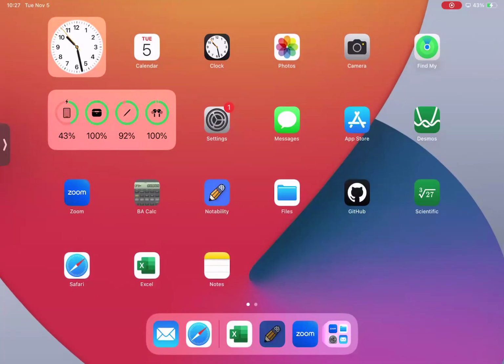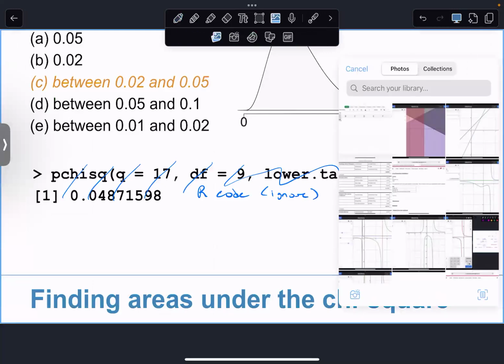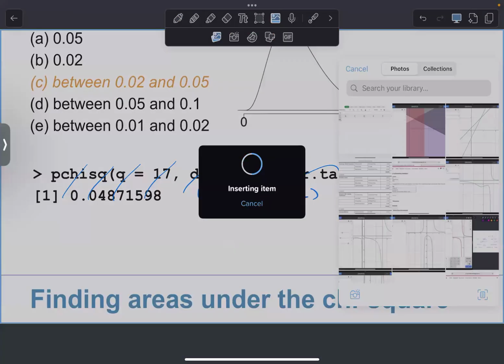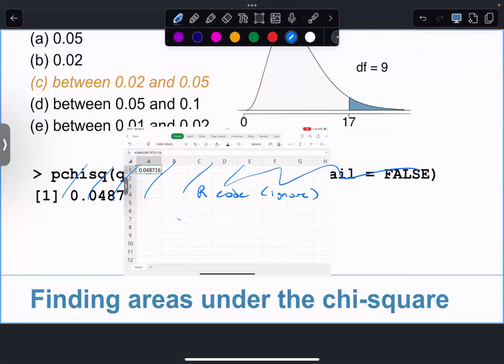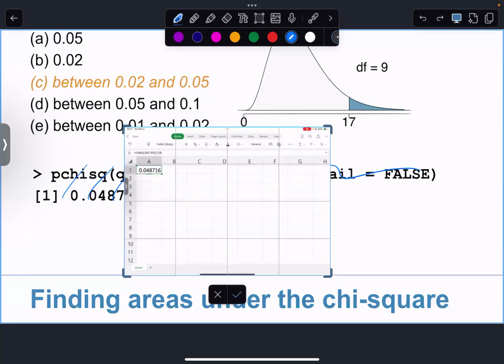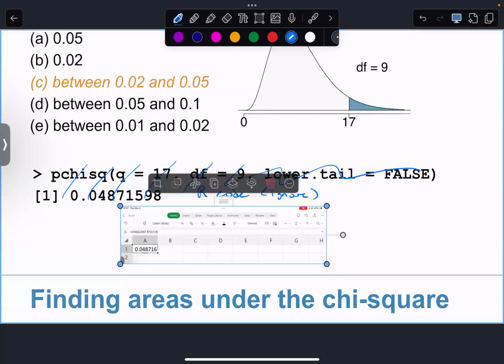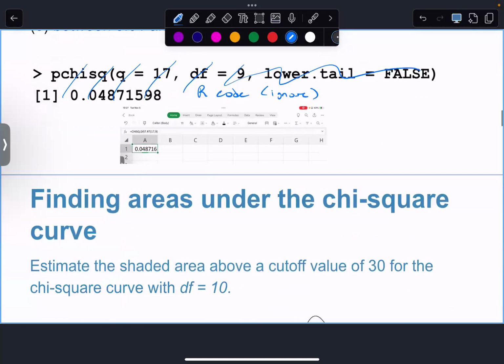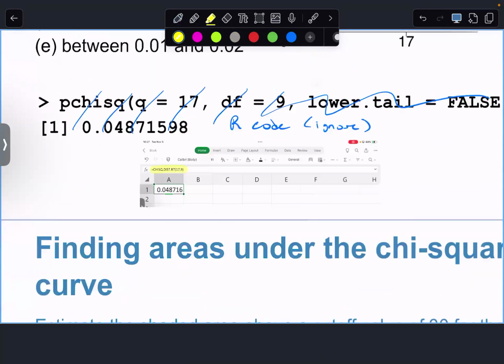Save. Although I keep forgetting that I don't need to save it, I can just copy it. But old habits and all. I'm going to crop this up. And I would recommend that you use the chi-squared.dist.rt.